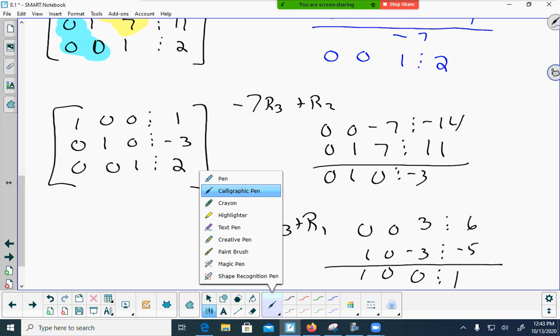So if I'm in reduced row echelon, I know that x is equal to 1, y is equal to -3, z is equal to 2. That wasn't bad. That was not bad. Yes?